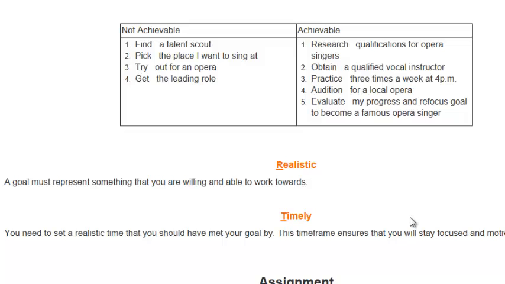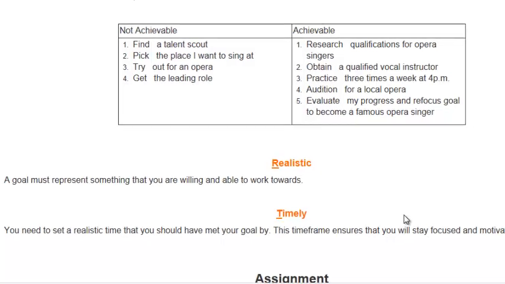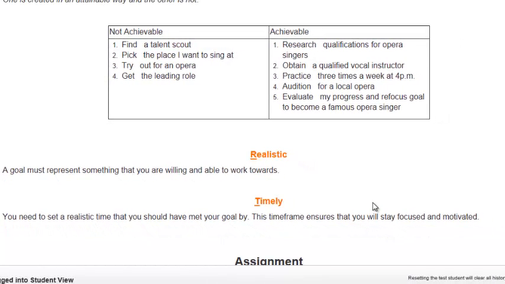The next step is realistic. A goal must represent something that you're willing and able to work towards. If I want to say I want to be a famous opera singer, but I don't want to put in the work, the chances are I won't become a famous opera singer. It takes a great deal of hard work and practice to achieve any sort of goal, but especially an opera singer.